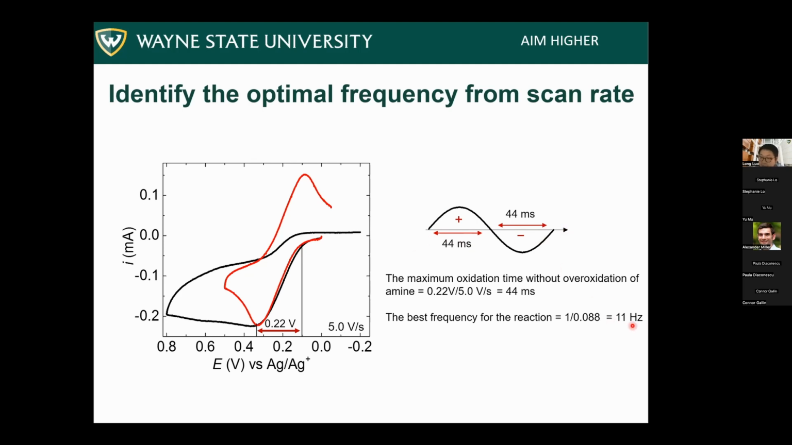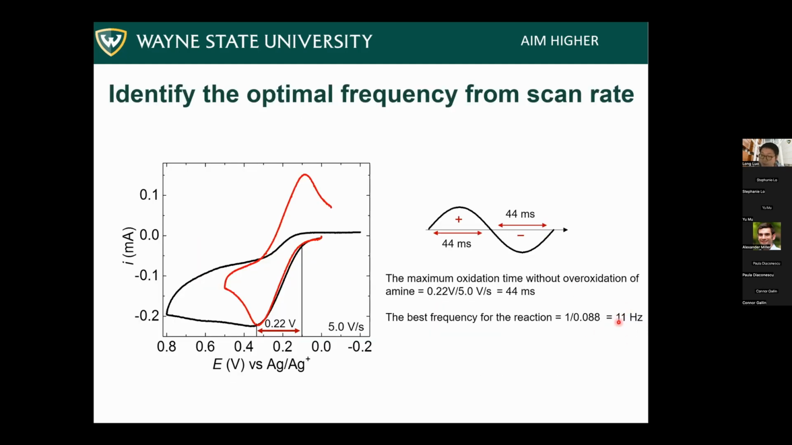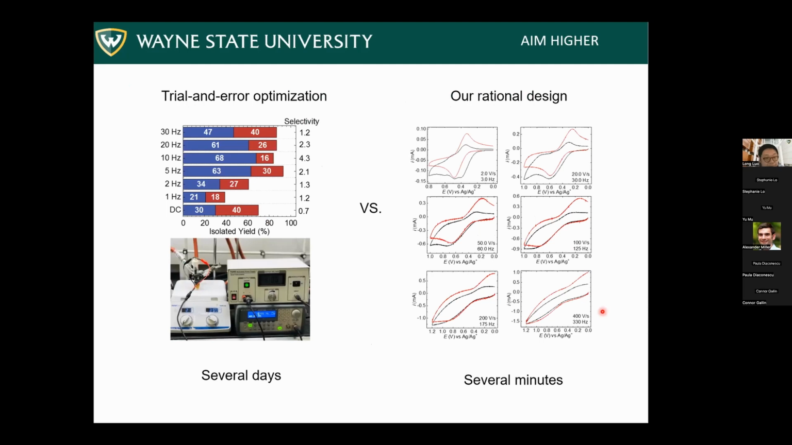So this 44 millisecond will be equal to about 88 millisecond period time, right? Or you convert it, it's like 11 hertz. So 11 hertz is in excellent agreement with what we had previously experimentally found, which is 10 hertz. It's very exciting, and it means a lot.